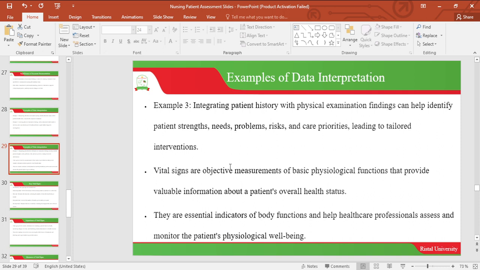Vital signs are objective measurements of basic physiological functions that provide valuable information about a patient's overall health status. Vital signs are essential indicators of body functions, and they also help the healthcare professionals to assess and monitor the patient's physiological well-being.